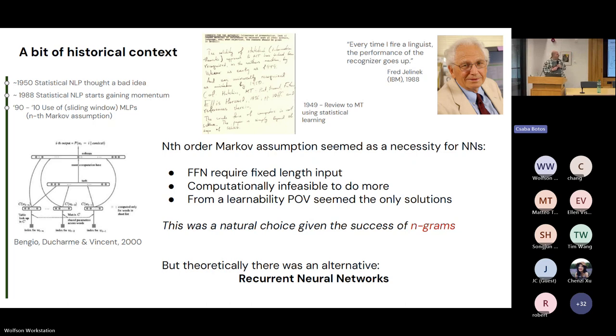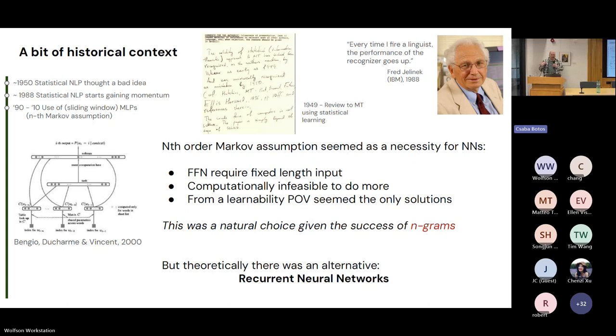And it was also because of computational reasons and also a learnability issue. So we thought back then that this is the only kind of thing we can do with neural networks. And also the n-grams were a good precursor to this, that kind of reinforced this perspective that this is a good choice.